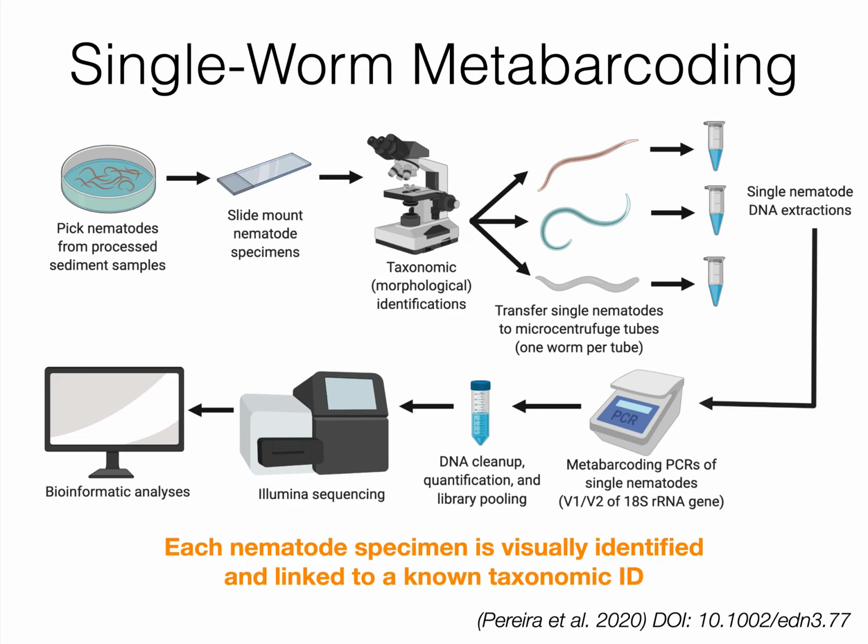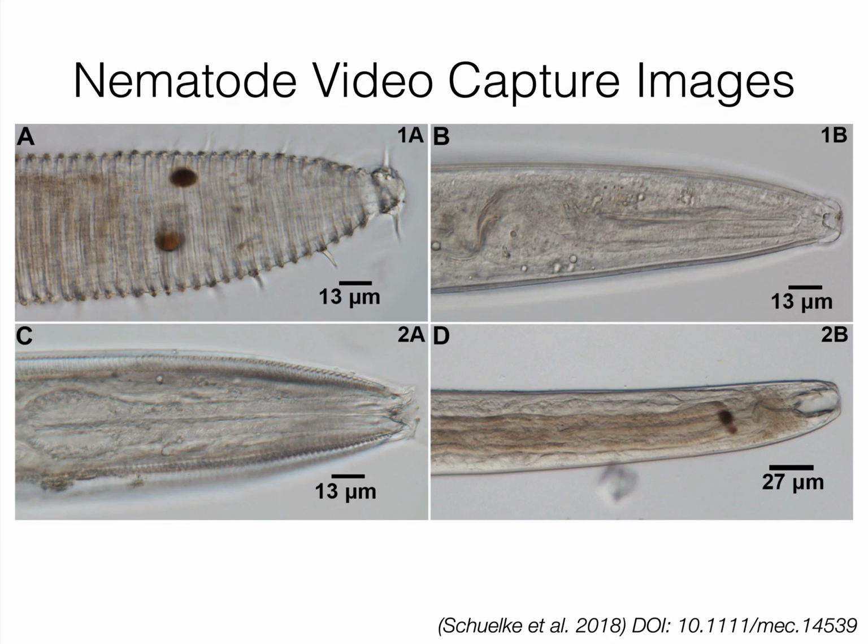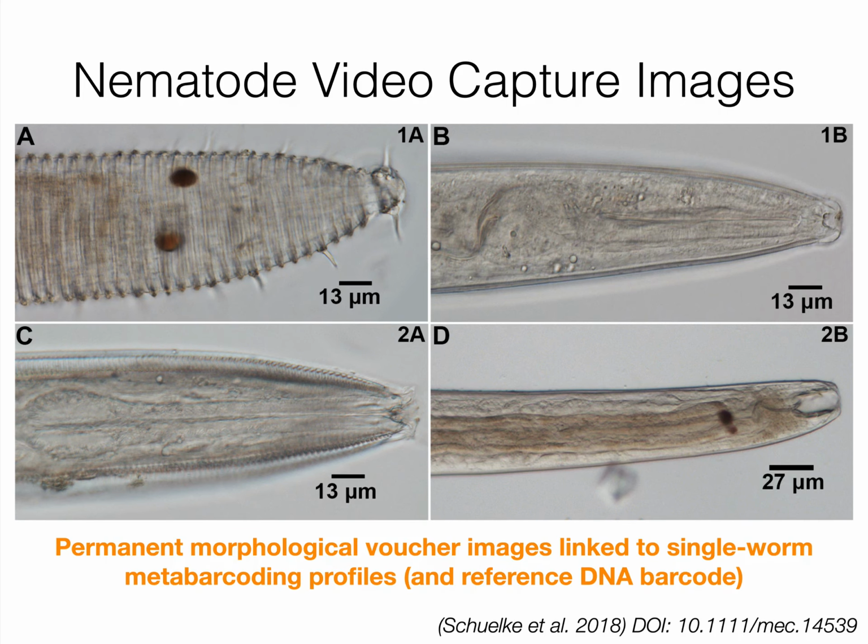The benefit of this, and really the strong selling point, is that each nematode specimen ends up being visually identified. So for each metabarcoding library, we know exactly what went in that tube. We have the taxonomic information, and we also have video capture images. So we are generating a permanent voucher that's affiliated with that metabarcoding data set, which is important because our sampling is actually destructive. This morphological voucher can be used to look at things like the gut contents. It can be used to look at the nematode taxonomy itself, because sometimes we end up correcting the taxonomy based on the sequencing data.